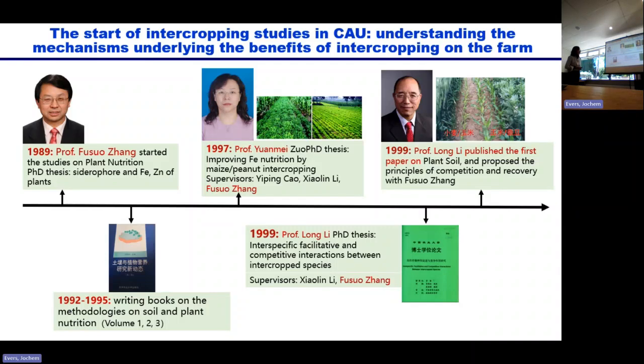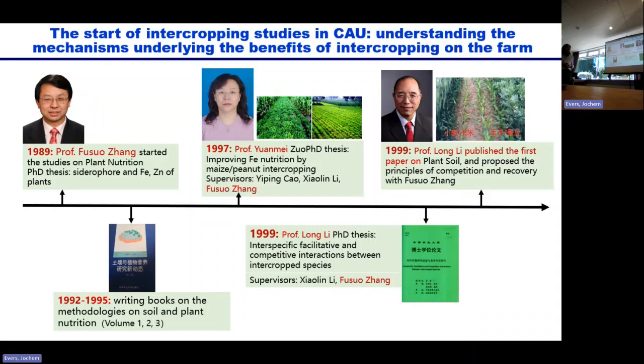And then in 1990, around 4, Professor Li Long worked in Gansu province. In this province, intercropping is also very popular, and the farmers grow a lot of intercropping like wheat and maize, and maize and fava bean.